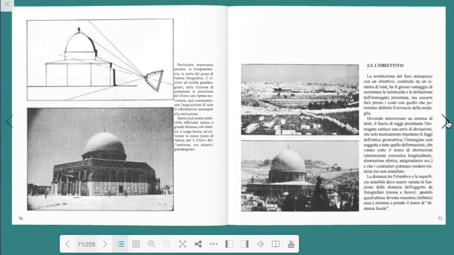Having to go through a system of lenses, the beam of rays projecting the image undergoes a series of deviations, which only theoretically respect the laws of geometric optics. The image will be subject to all those deformations, which go under the name of aberrations: longitudinal chromatic aberration, spherical aberration, astigmatism, etc., and that the manufacturers will be able to make minimal but not cancel. The distance between the lens and the sensitive surface must be varied according to the distance of the object to be photographed. Focus, when the latter becomes maximum, infinite. It is minimal and takes the name of focal distance.